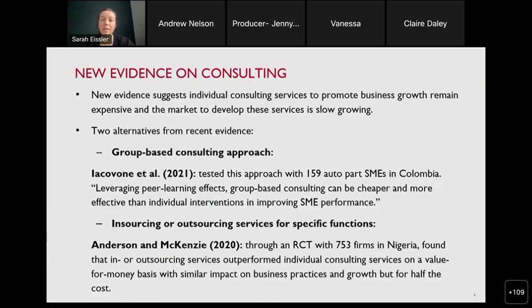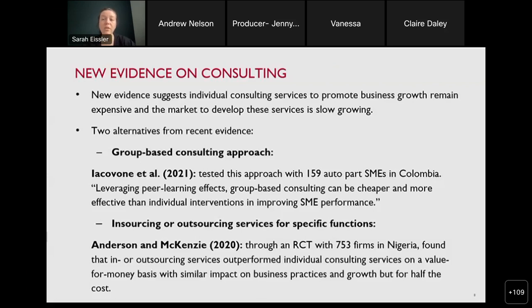And the study found that the insourcing and outsourcing interventions outperformed the personalized consulting service on a value for money basis by having a similar impact on business practices and growth, but at half the cost. However, it is important to note that such market-based solutions are more applicable to larger firms that have several employees and already identified high growth potential, as opposed to subsistence level firms.